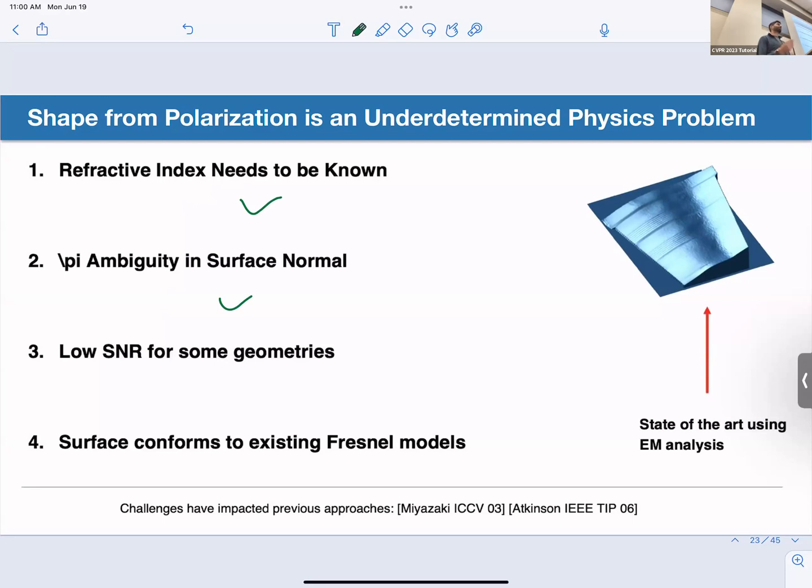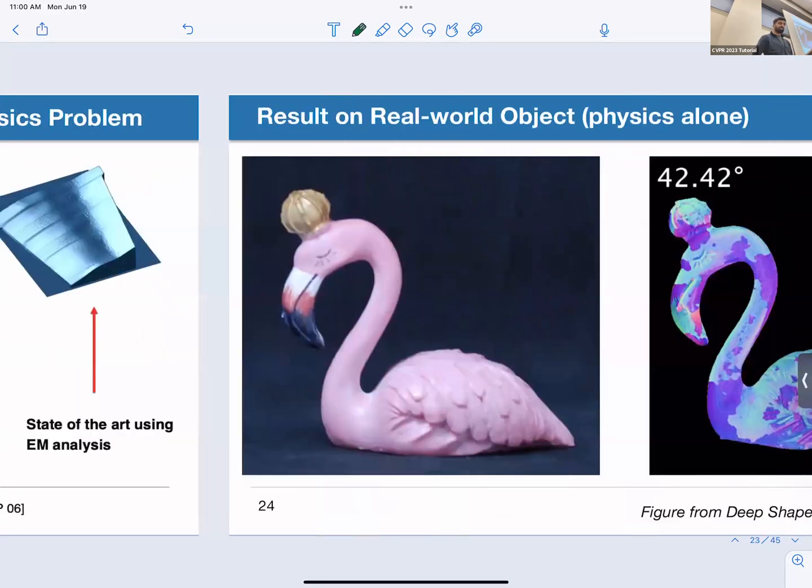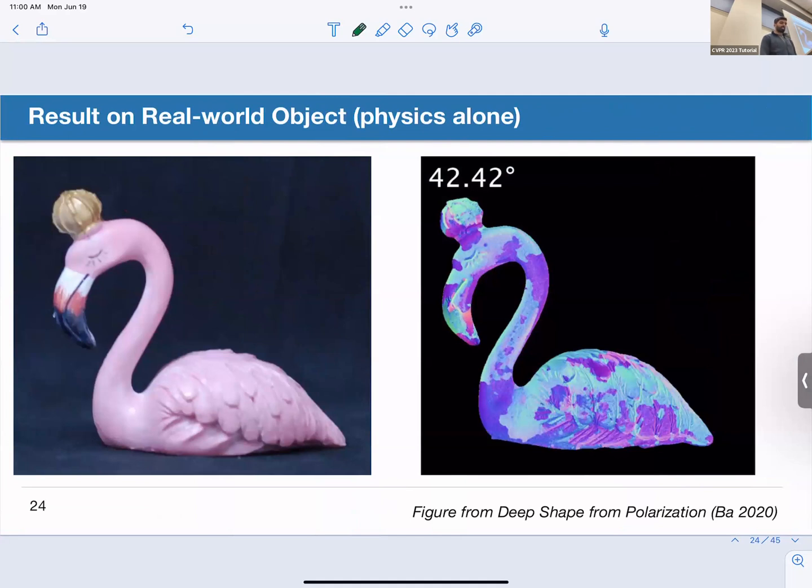Difficult also means that results are not often easy to get. Results are not great, in other words, if we use physical models alone. So here's an example. This is a result on a real-world object.